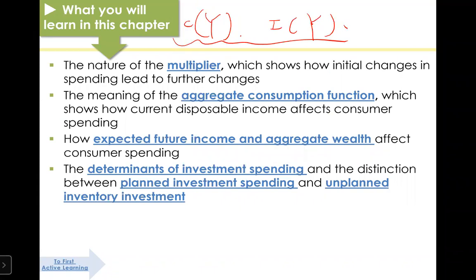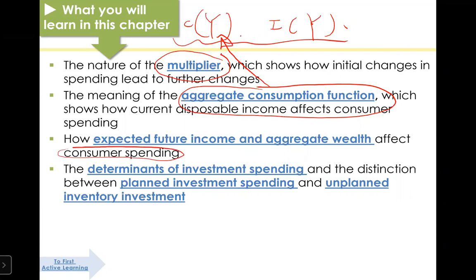Throughout this chapter, I'm going to explain to you what the multiplier is and what the aggregate consumption function is. By the way, this aggregate consumption function essentially refers to this one. And then we are going to see what can affect your consumer spending. Lastly, we are going to look at investment spending. So that's essentially it, it goes to here. All right, so that's the roadmap.